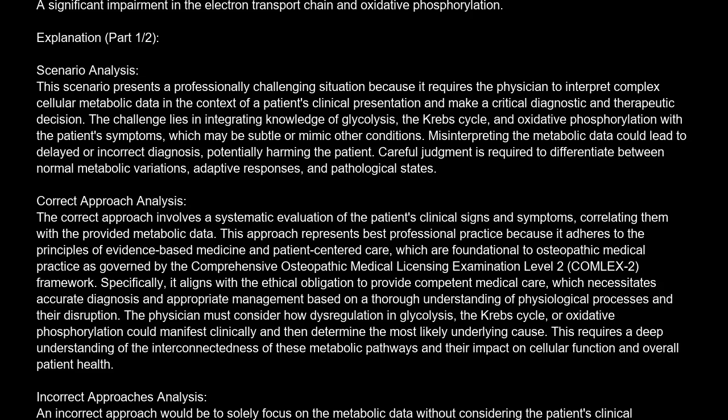Correct answer is D, a significant impairment in the electron transport chain and oxidative phosphorylation. Explanation: scenario analysis. This scenario presents a professionally challenging situation because it requires the physician to interpret complex cellular metabolic data in the context of a patient's clinical presentation and make a critical diagnostic and therapeutic decision. The challenge lies in integrating knowledge of glycolysis, the Krebs cycle, and oxidative phosphorylation with the patient's symptoms, which may be subtle or mimic other conditions.